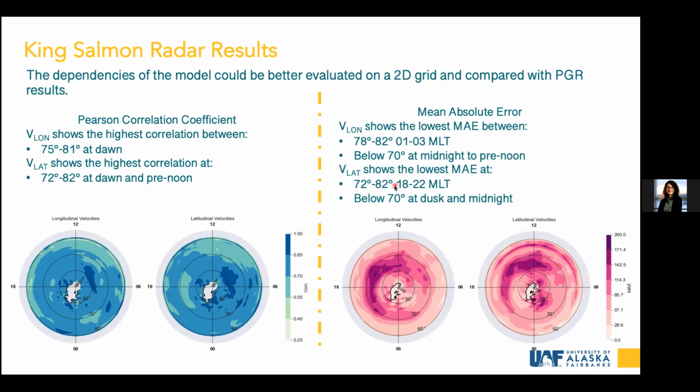By means of mean absolute error, these are definitely larger than the Prince George radar, especially with the spread towards the post-noon to pre-midnight sectors here. And you can see a similar behavior in the latitudinal velocities, a little bit clustered around the noon sector as well. So basically, this means that the King Salmon radar does not perform as well as Prince George radar overall, but there are regions where it overperforms compared to Prince George radar. So this variability would be very helpful while we are progressing towards building a multi-scale predictive model.